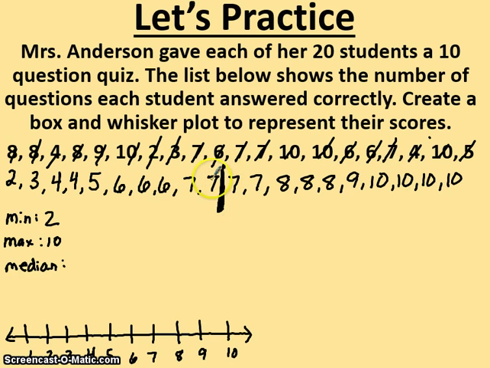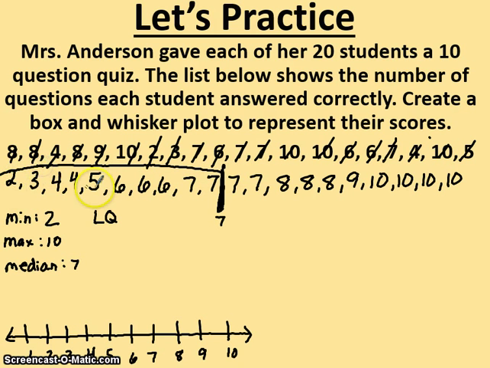So what number would be between 7 and 7? 7. So the median is 7. Now we need to find our lower quartile, which we abbreviate LQ or Q1, by finding the middle of the lower half of the data. So we're only using from the median to the minimum.